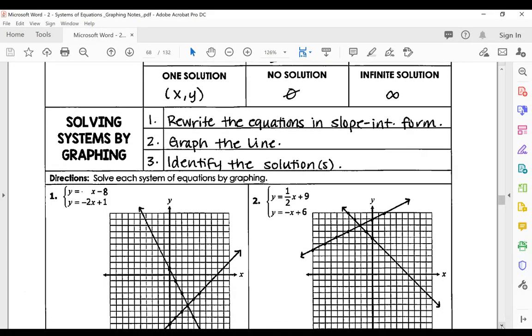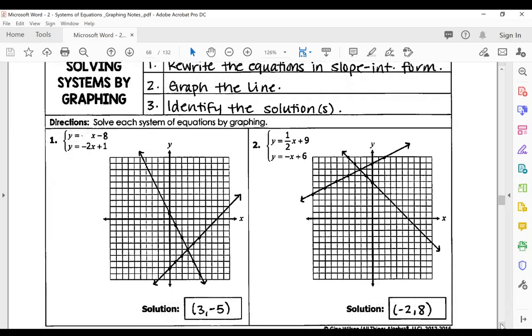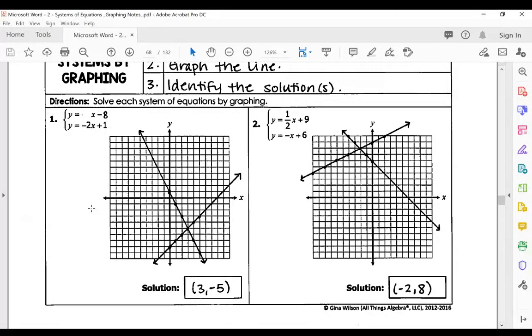The steps to solving a system of equations by graphing is to first rewrite your equations in slope-intercept form, graph the line, and identify the solutions or where they intersect. So if you look at number 1, we already have our equations in slope-intercept form, and we can graph the two lines and see that they intersect at (3, -5).